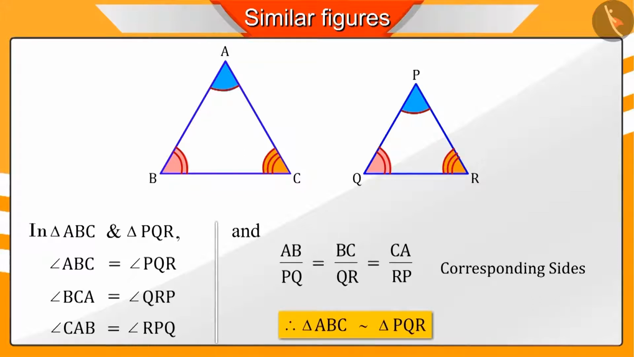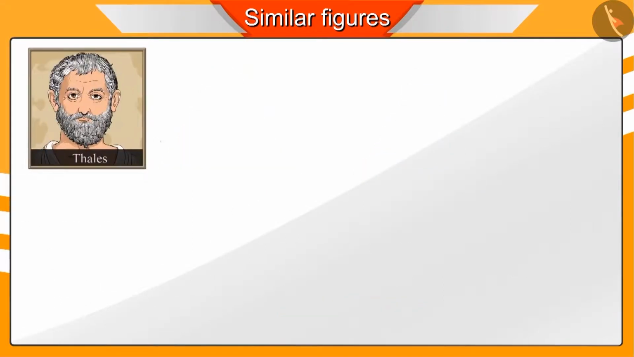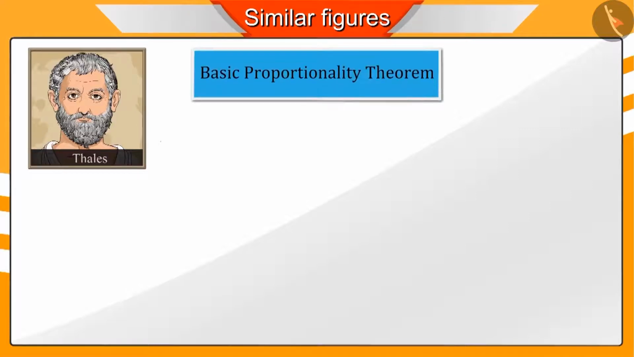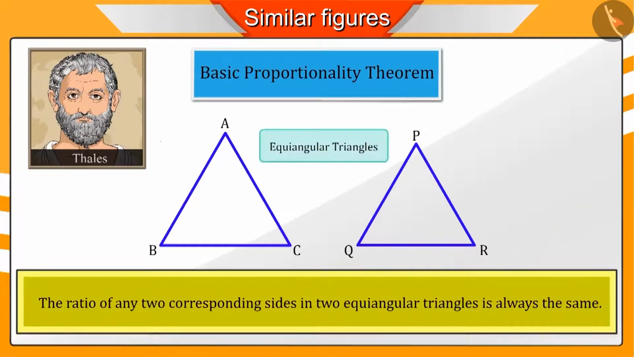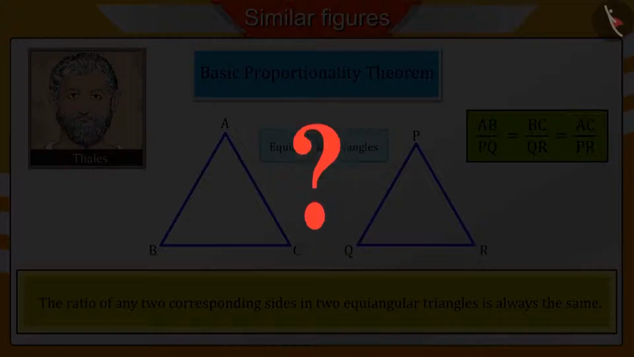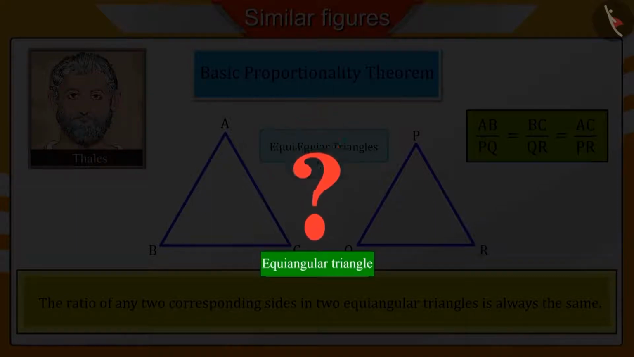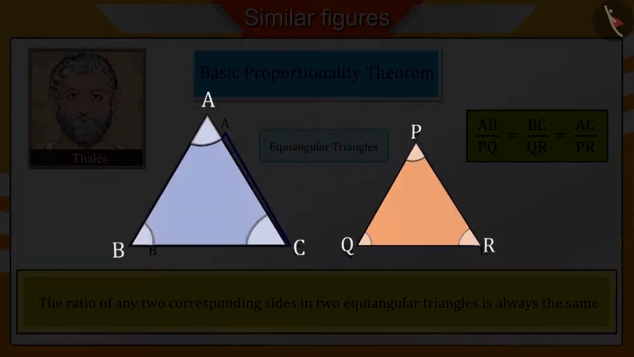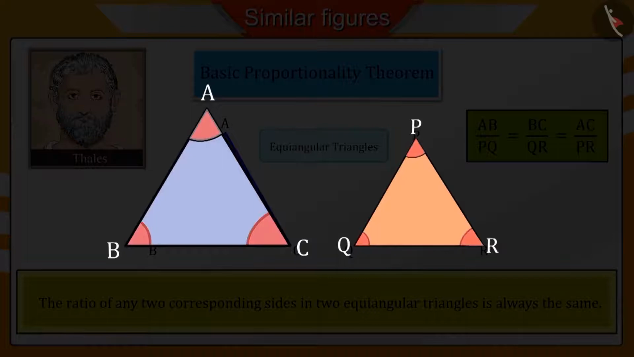We represent the similarity between two polygons by this symbol. Famous mathematician Thales has given a conclusion by using the basic proportionality theorem that the ratio of any two corresponding sides in two equiangular triangles is always the same. Can you tell what are equiangular triangles? Triangles which have equal corresponding angles are called equiangular triangles.